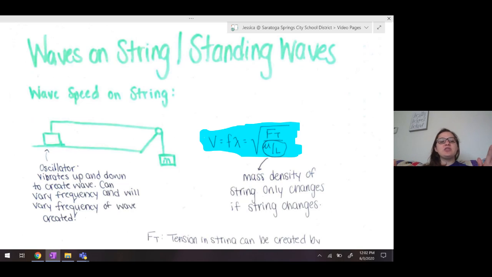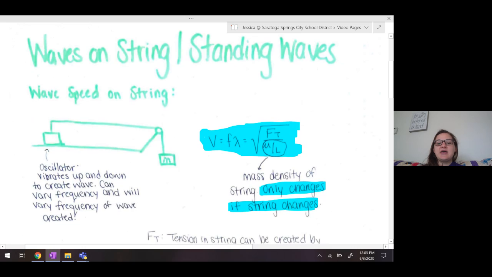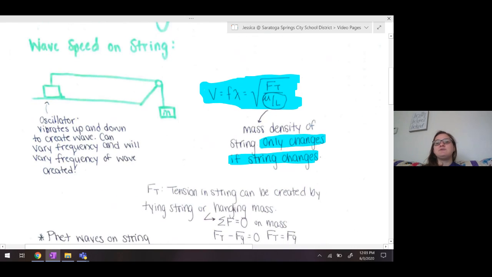Even though we might change the length of the string, the mass density, or how much mass is in a specific length, only changes if the string changes. So as long as we're dealing with the same string, we should have the same bottom part. That tension in the string can come from a hanging mass like I have pictured, or it can come from tying this end of the string to a rod, and we can vary how tight we tie that string.